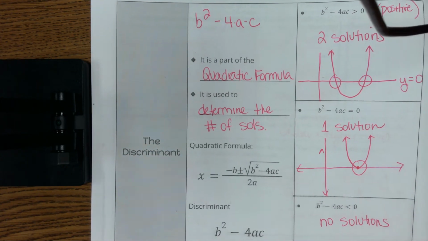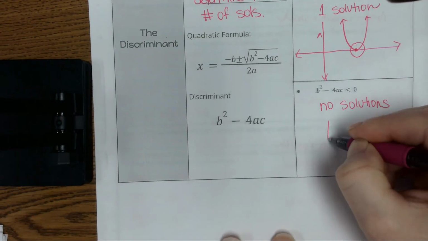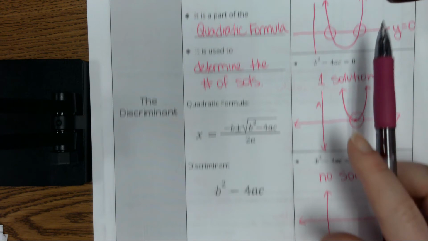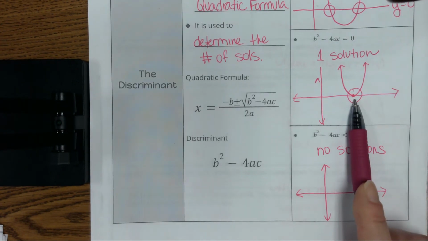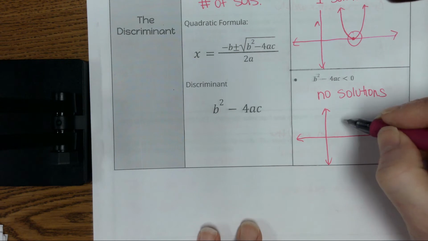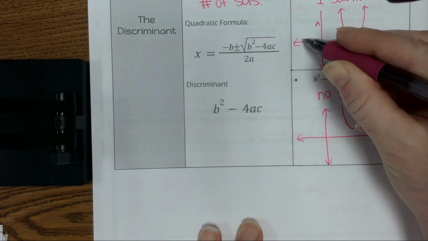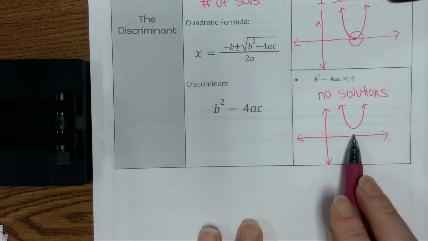And then no solutions, what do you think that looks like? These are all parabolas. So if it made it touch twice, made it touch once, what would no solution look like? It would not touch the x-axis at all. It might touch the y-axis over here, technically, but it would not touch the x-axis.